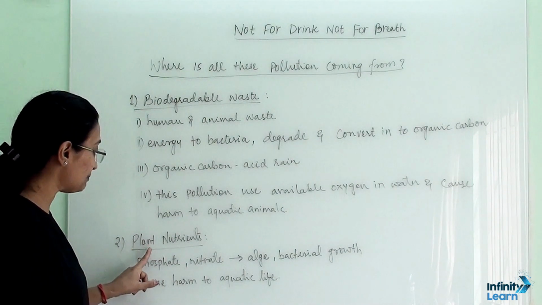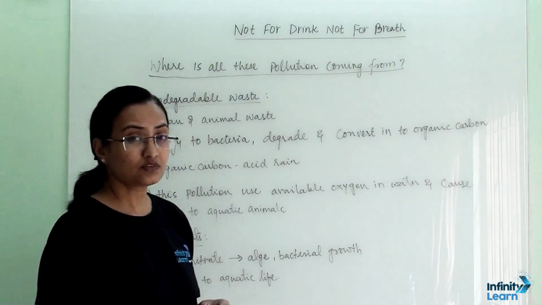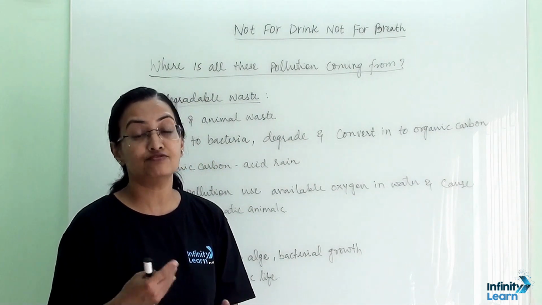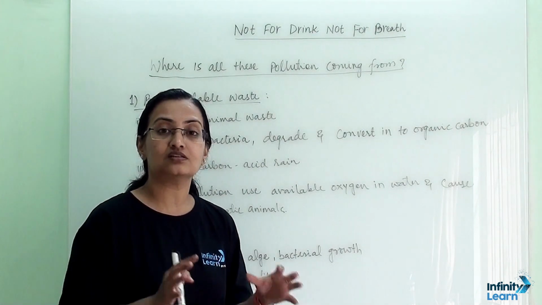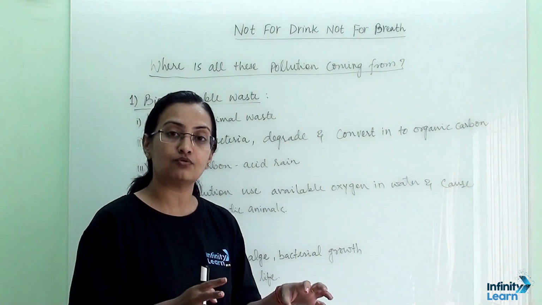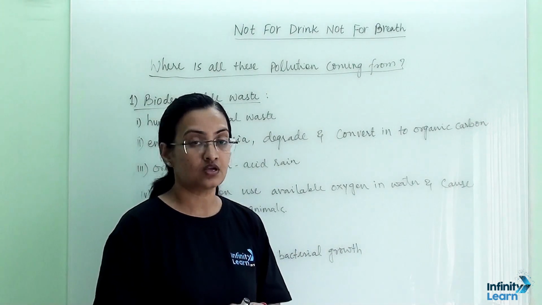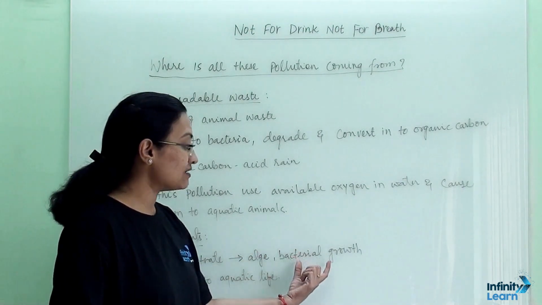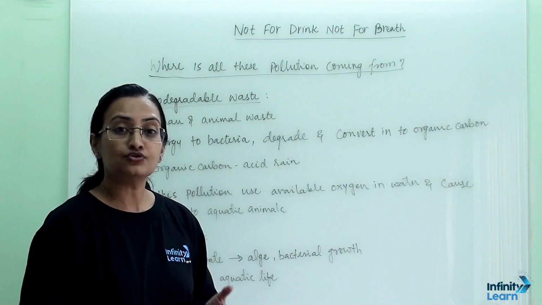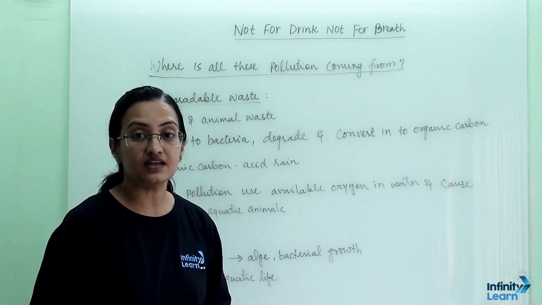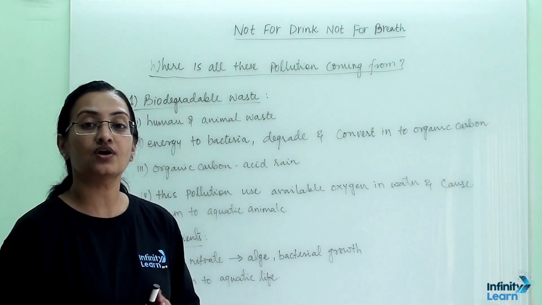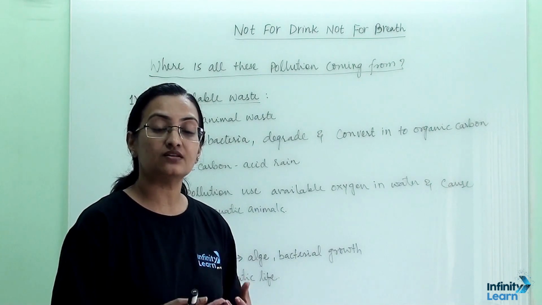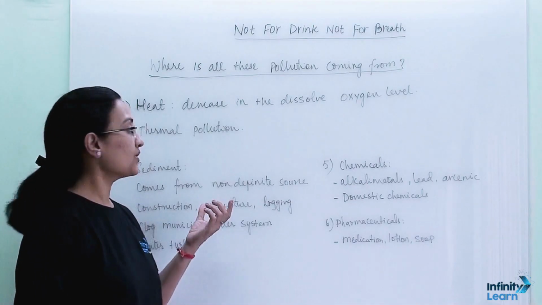Then second is plant nutrients. We know that for the healthy growth of plants we are using many pesticides, herbicides and fertilizers. Eventually all these chemicals will be washed along with the river water, and go and mix with the reservoir. Some of the chemicals like phosphate and nitrate will generate algae and bacterial growth in the reservoir. Now due to the growth of algae, the water will turn green and it will smell bad. In this reservoir now aquatic life cannot survive because all the oxygen is being used up by the organic matter and algae.